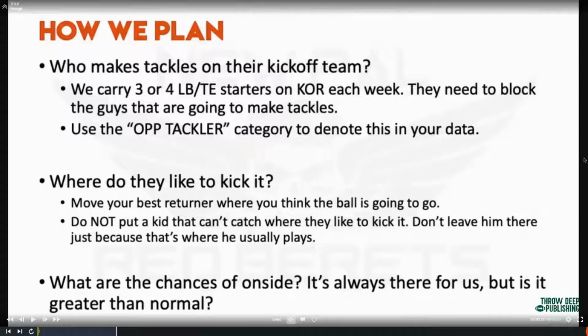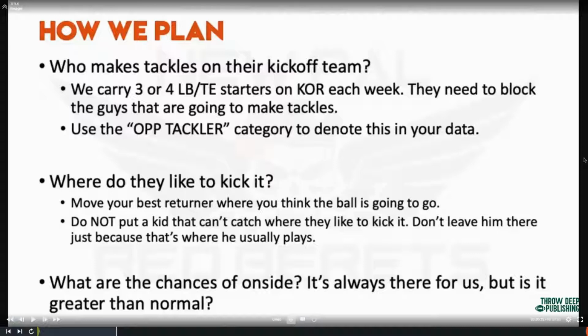Well, we start with who makes tackles. It's usually 3 or 4 linebacker tight ends, like I talked about. Those guys play, and I say linebacker tight ends that actually play that position on offense or defense. Those are the guys that play, in our scheme, the tight end position or the left back, right back position. They need to block the guys that are going to make tackles. I move those guys around in those back 4 to make sure my best is on your best.